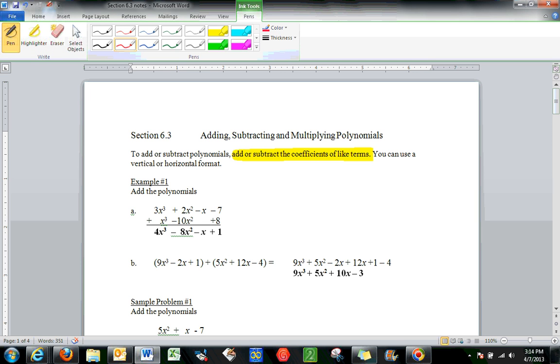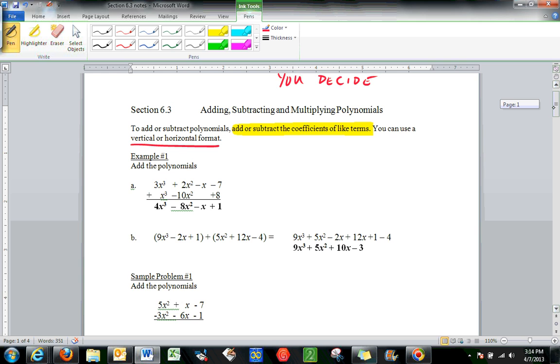Now, one of the things that we're going to do maybe a little differently here is that in doing this you can either use a vertical or a horizontal format. Now, what I'm going to tell you is you decide. You decide what works best for you. We're going to represent both of them, and at that point you can see which one you prefer the most. So let's just take a look at example number 1.